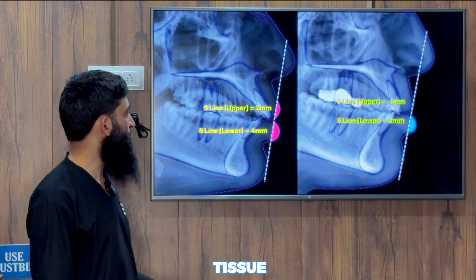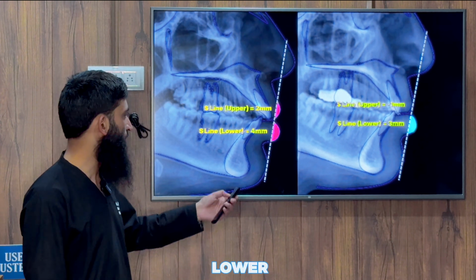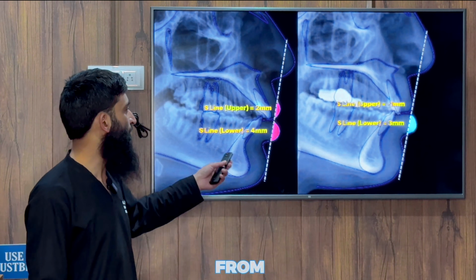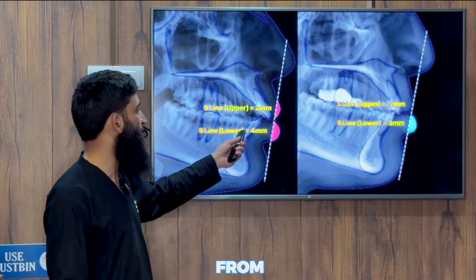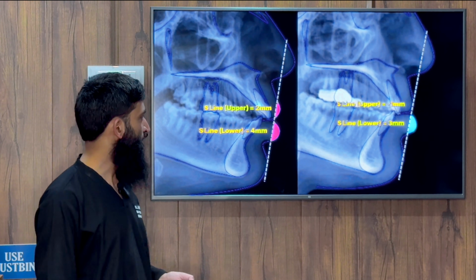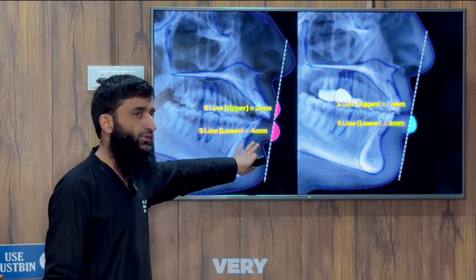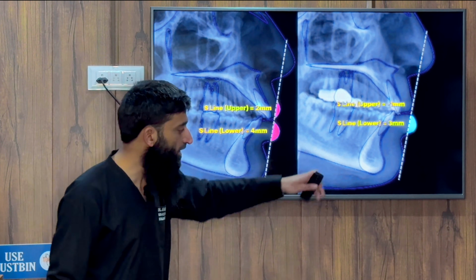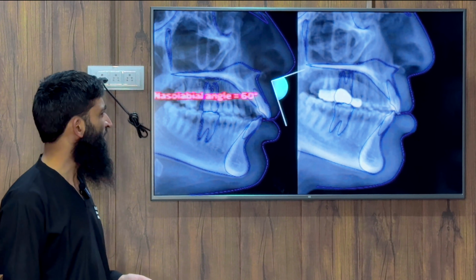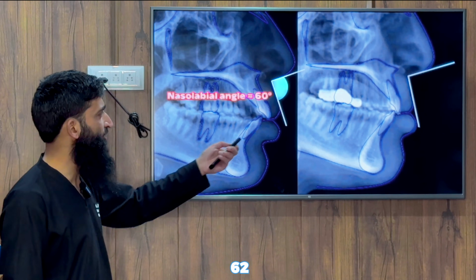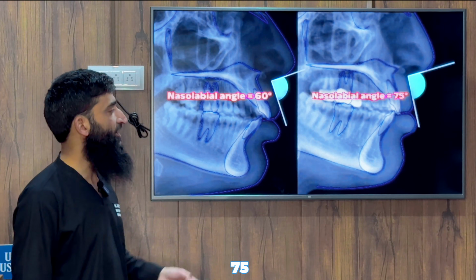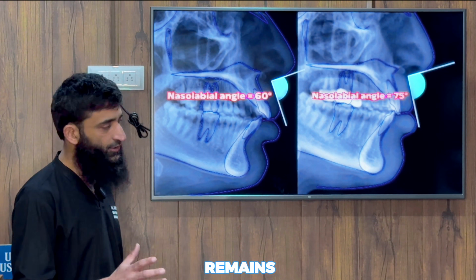And the soft tissue: the lower lip from 4 mm to 3 mm and the upper from 2 mm to 1 mm. And the mentolabial sulcus, which was very deep, has turned out to be shallow. And the nasolabial angle went from 60 to 75, which is decent. The norm remains 90.